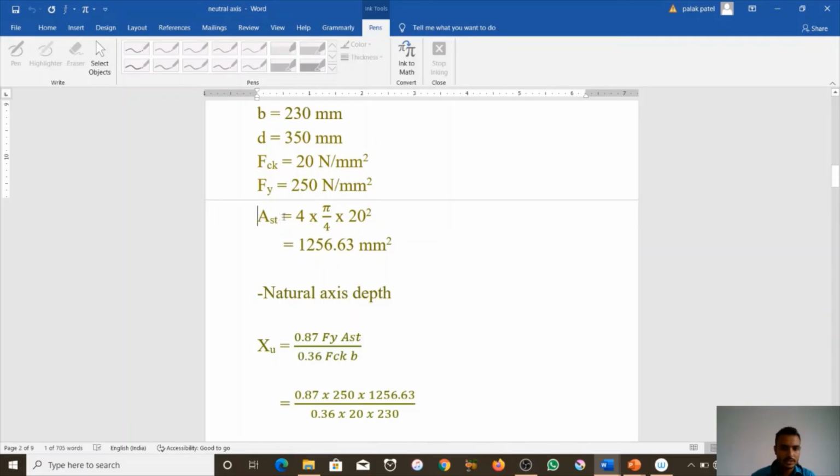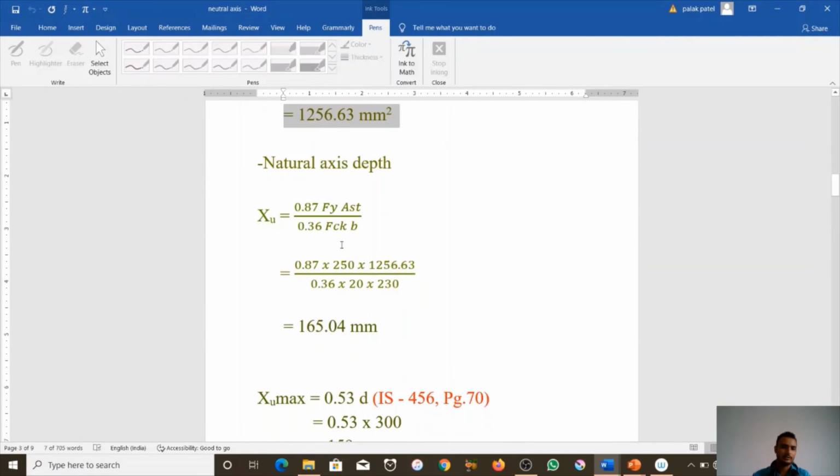Then here Ast, area of steel, is 4 into pi by 4 into 20 whole square, because we have 20 mm diameter of bar. Okay, so by the calculator we have found the area 1256.65 mm square, and then after we have to find Xu is equal to 0.87 fy Ast upon 0.36 fck b. So assign the values: 0.87, fy 250, Ast 1256.63, 0.36, fck 20, b 230. So here is Xu, 165.04 mm.